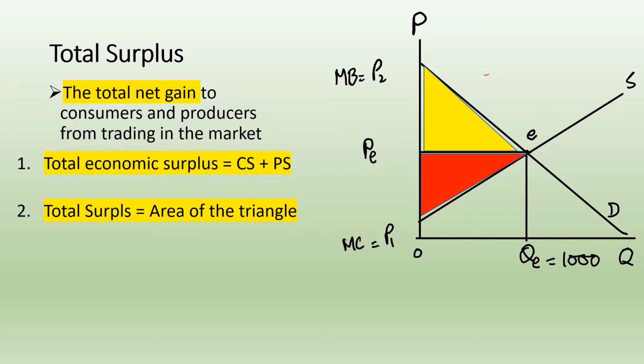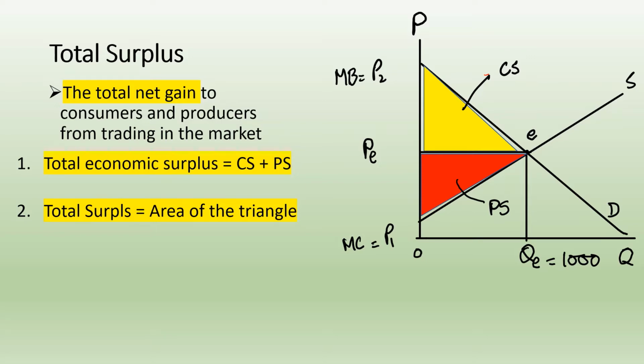For that, let us again consider the same diagram. Here the yellow triangle is showing the consumer surplus as it is the area under the demand curve and above the market price PE, and this red triangle is showing the producer surplus as it is below the market price and above the supply curve.